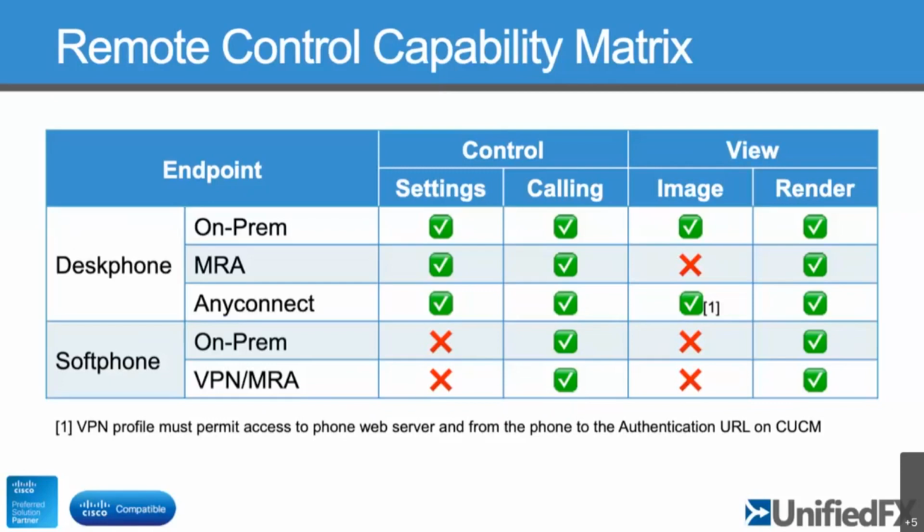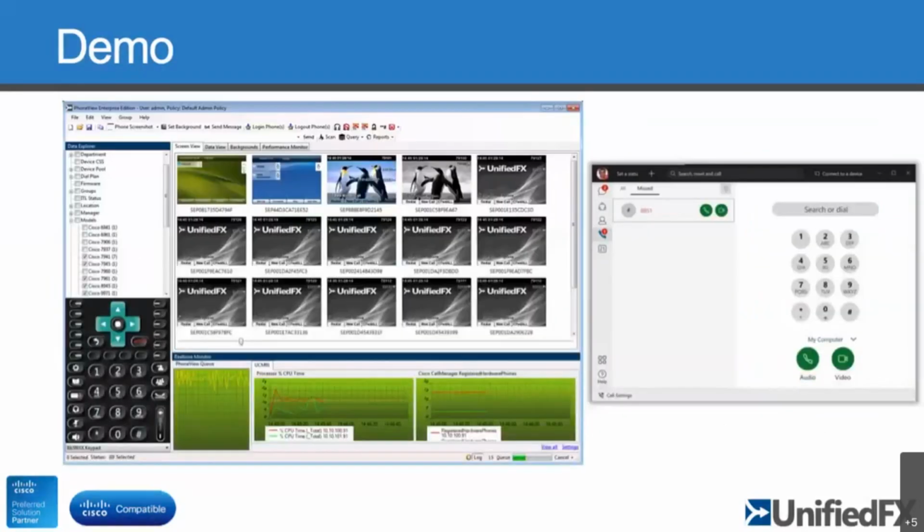One point I just wanted to mention is from a soft phone point of view, especially because Webex UC Calling has support for MRA, that means that even without a VPN, but just running via MRA from a soft phone client, we can still make calls, render, see what's happening, etc. from that endpoint's perspective.